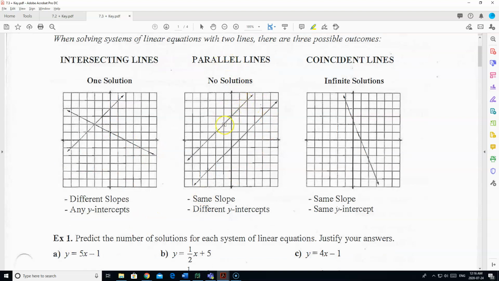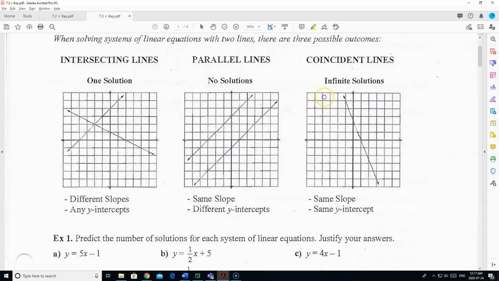When would there be no solution? You can kind of see right here. If the lines are parallel, and remember from the last chapter, parallel lines have the same slope. As long as they have the same slope and different y-intercepts, they're going to have no solution. They'll never cross.